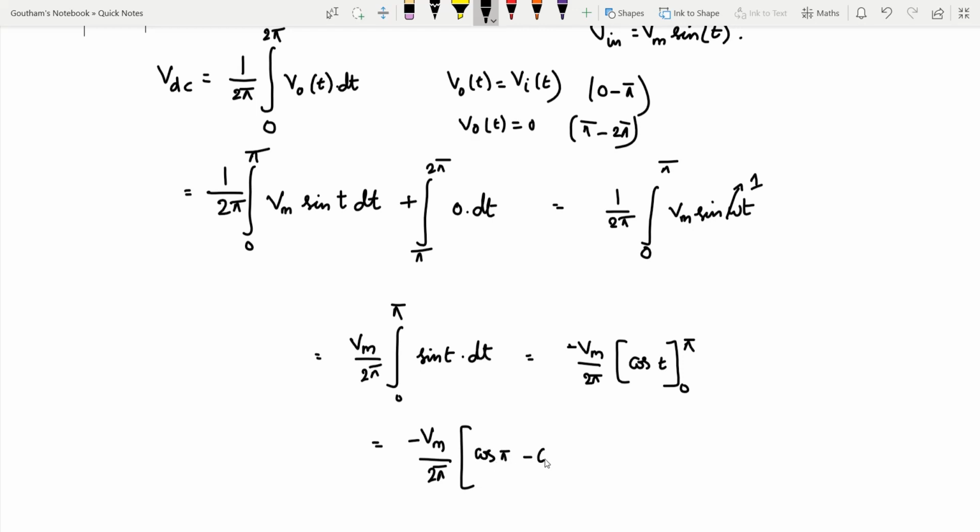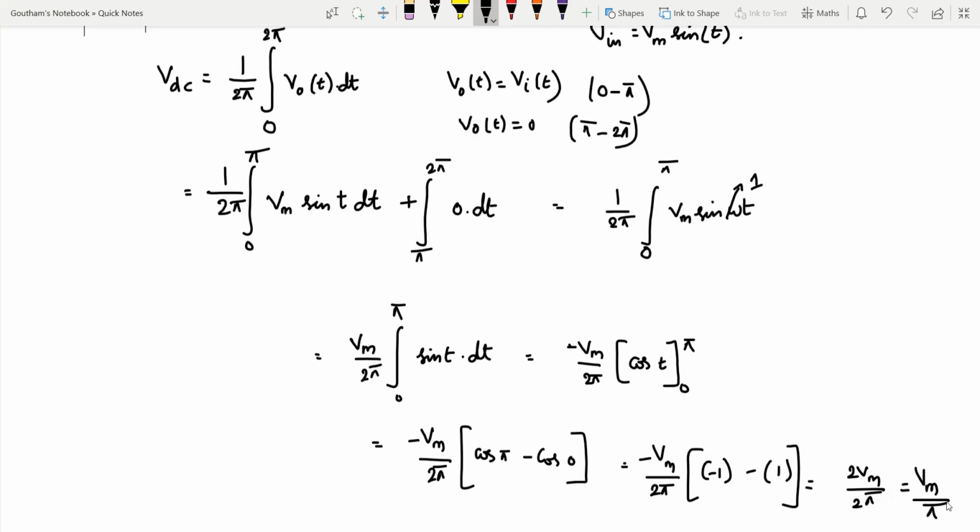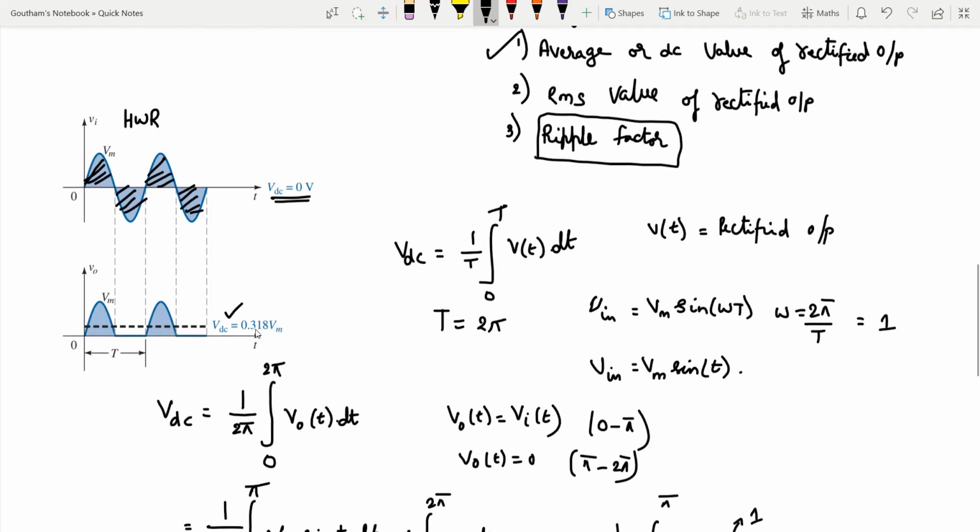So we know that this is minus Vm by 2 pi. Cos pi is minus 1, if I am not wrong, minus cos 0 is 1. So this is 2 Vm by 2 pi, which is equal to Vm by pi. So the average value of the half wave rectified output is Vm by pi, that is 0.318 Vm, where 0.318 is 1 by pi. Okay, right. So that derives the average value of the rectified output.